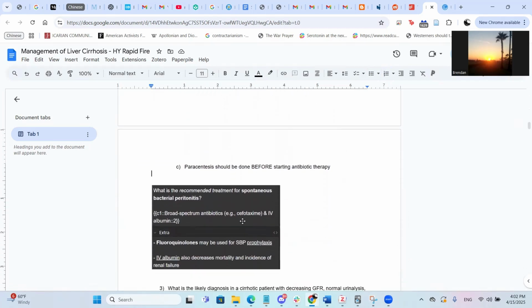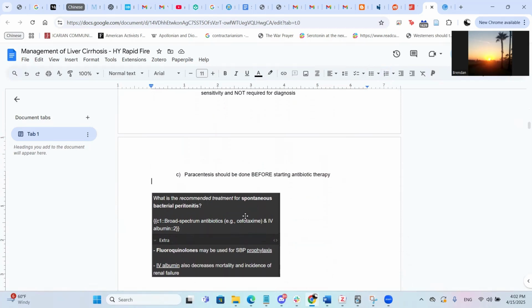This is an Anki card that I found might be useful too. Just gives extra context. So for SBP, when you have a patient who you're suspicious for having SBP, first thing you should be doing is do a paracentesis, then immediately start broad spectrum antibiotics and give IV albumin.